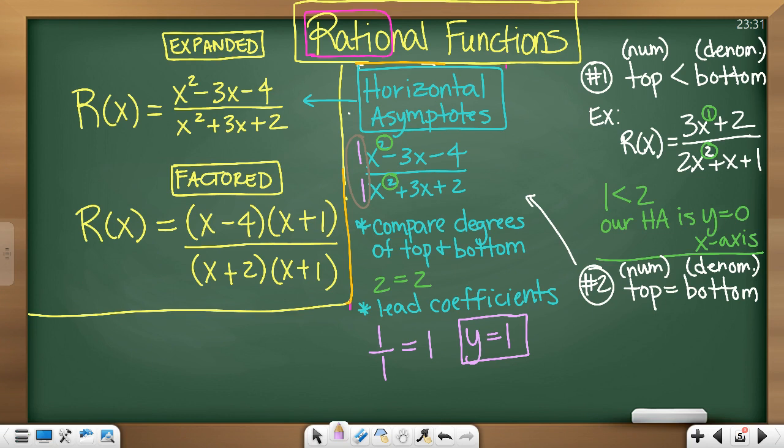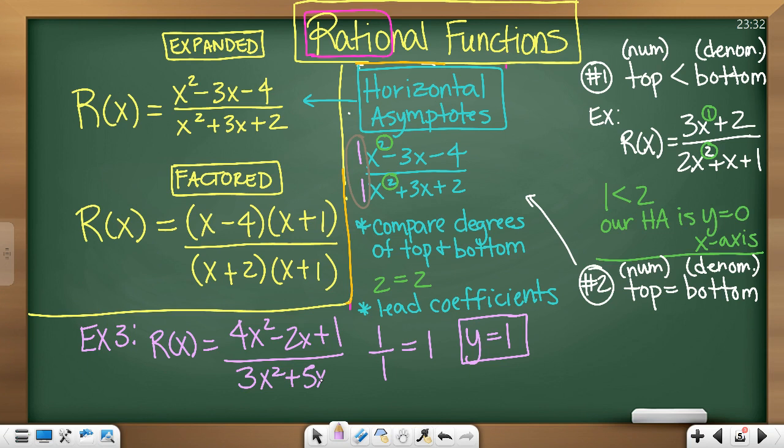What if I gave you another example? Let's do example 3, and I'm going to come over here. For example 3, let's look at this situation. What if I had R of x equals 4x squared minus 2x plus 1 over 3x squared plus 5x minus 7? Let's just say that.